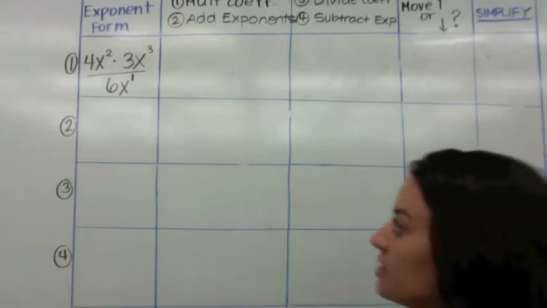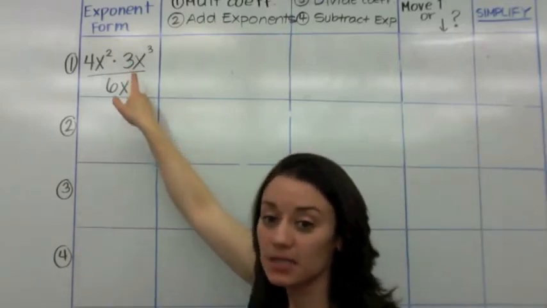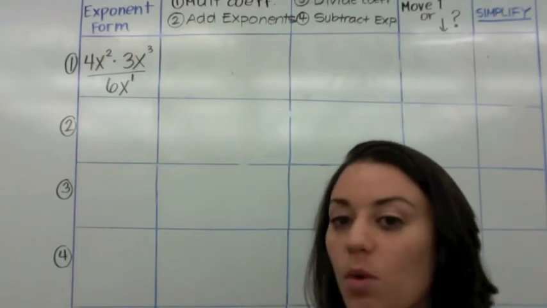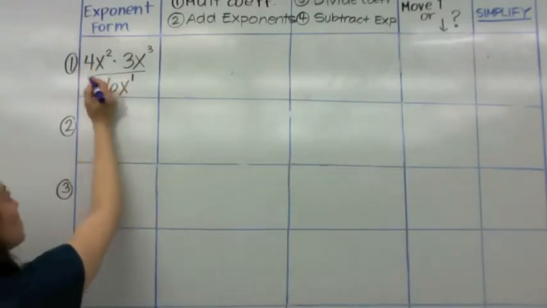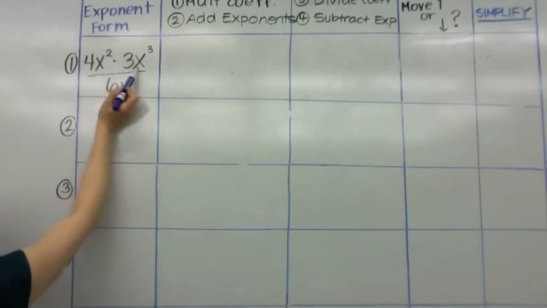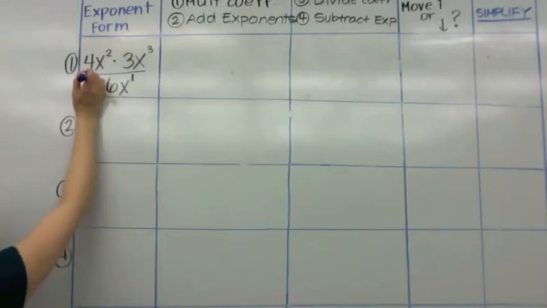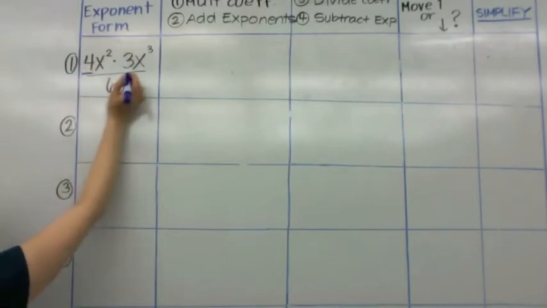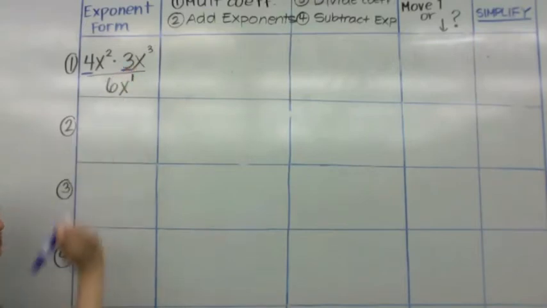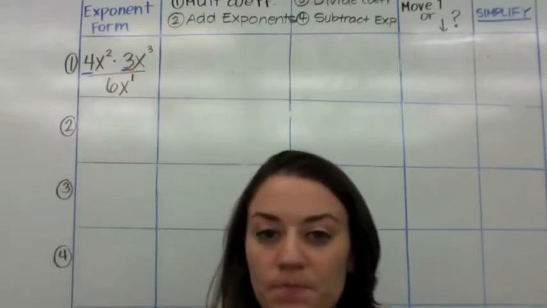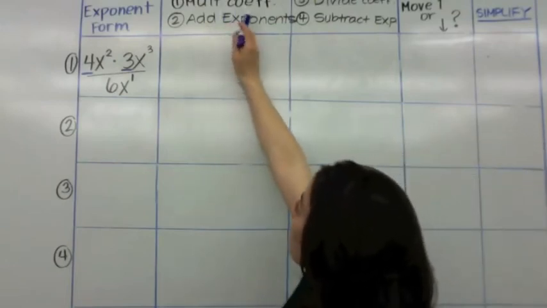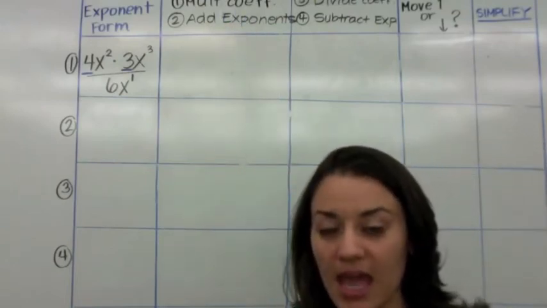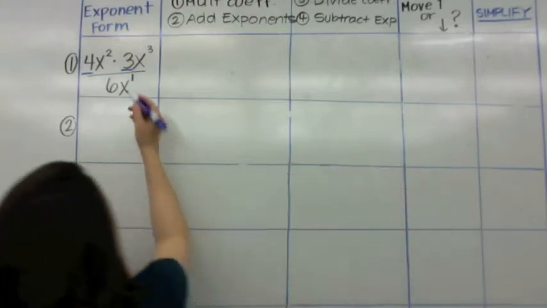You know the coefficient is a number. So I want you to underline the coefficients at the top. So this is 4x squared times 3x cubed divided by 6x to the power of 1. So I want you to underline the 4 and the 3. Can you do that for me? 4 and 3. So now you're going to do step 1, which says multiply the coefficients. And then step 2 would be add the exponents.